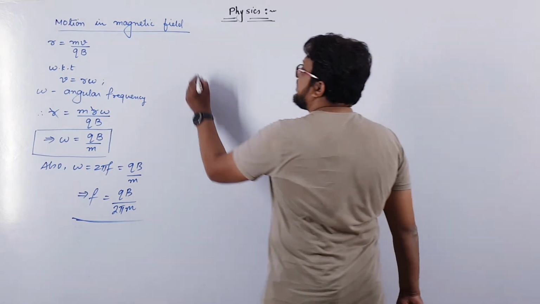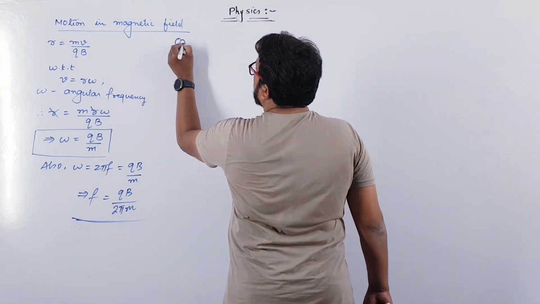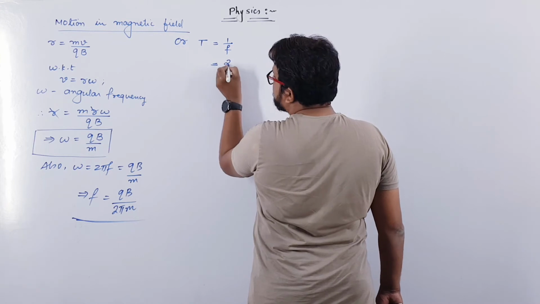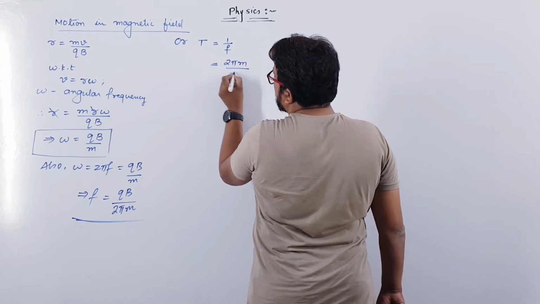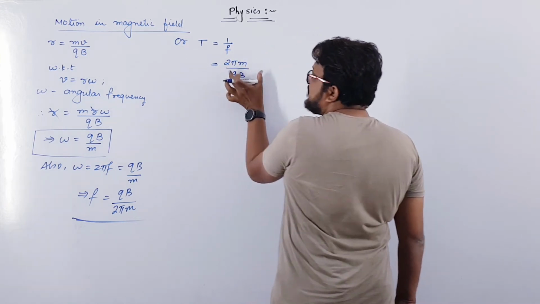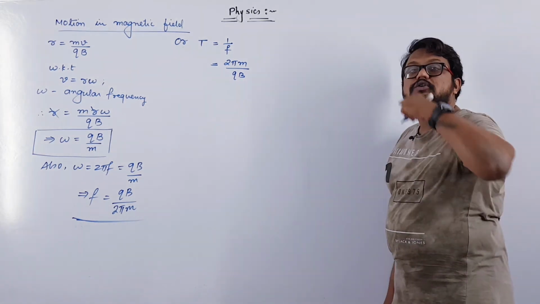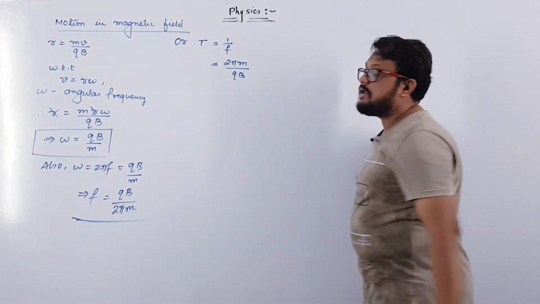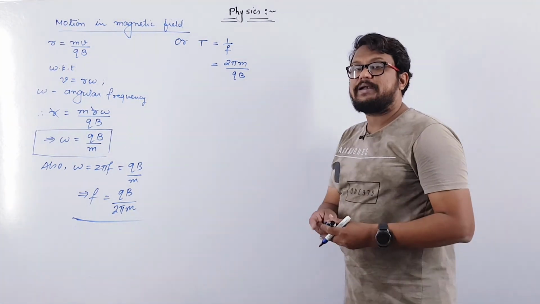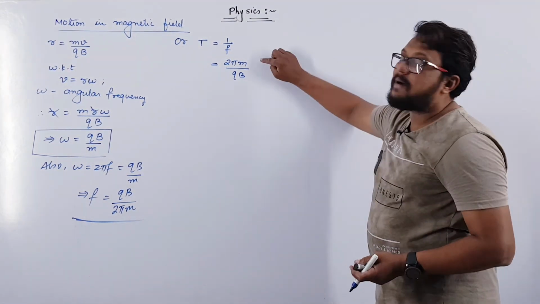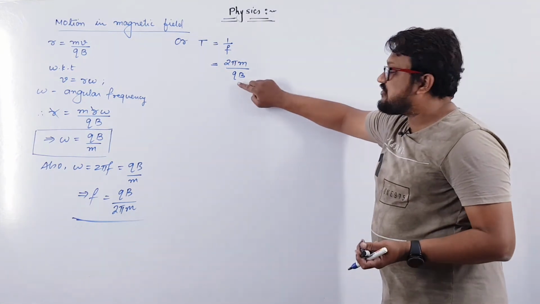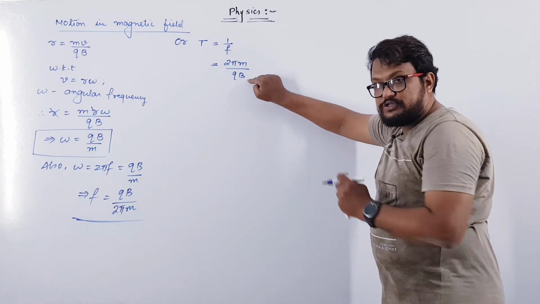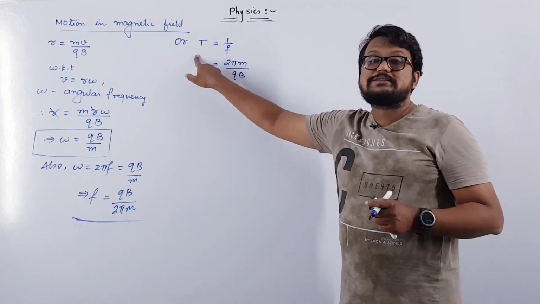Or you can say that the periodic time T is 1 by f, which will be equal to 2 pi m by qB. That is, in this much time interval it will complete one rotation. The time required to complete one rotation will be 2 pi m by qB. Now for a given charged particle, suppose we have a proton, then the mass of the proton is constant, its charge is also constant, and it is moving in a uniform magnetic field which is also constant. Means this time will always be constant, right?